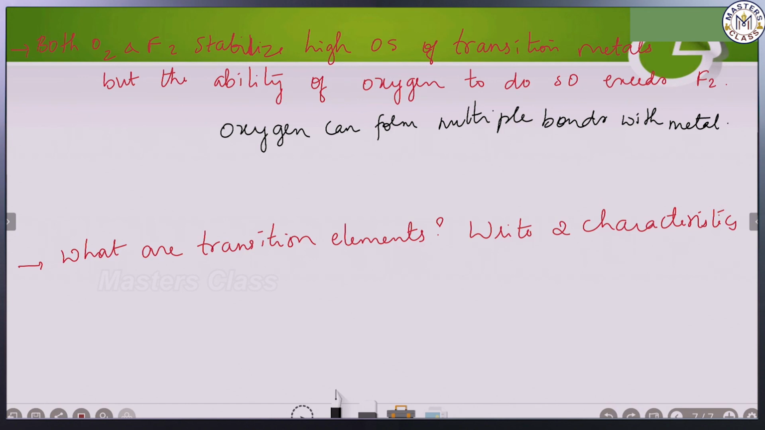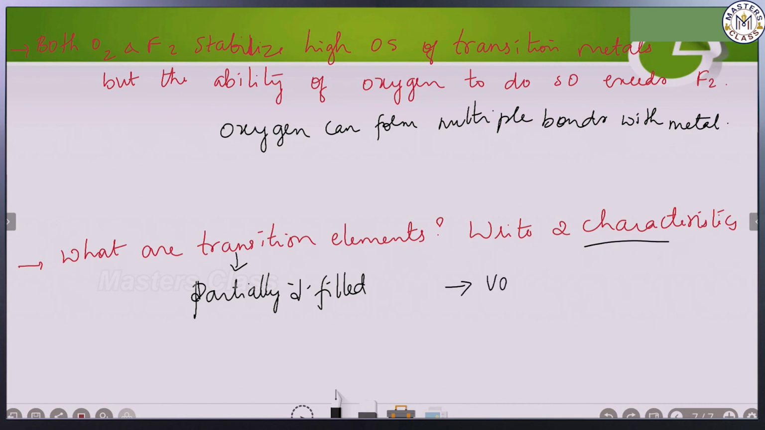Last question: what are transition elements? Write two characteristics. Transition elements are d block elements which have a partially filled d orbital, either in one of their oxidation states or in the atomic state.